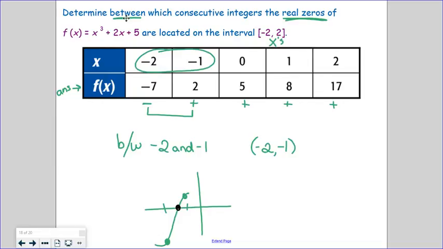On our next one, I think we'll find a few more throughout, because you need to scan through the entire table to see when it changes signs, because you can have multiple zeros.